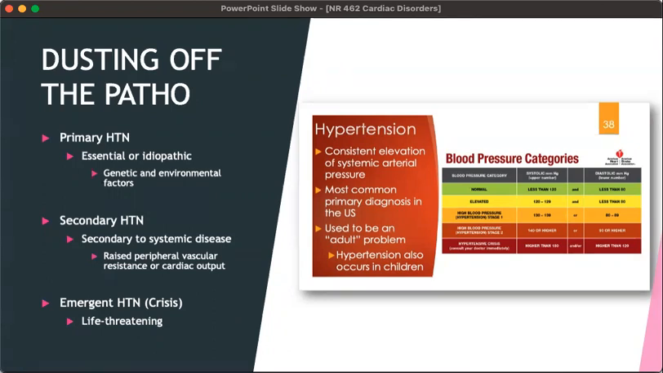So really it's more a problem of raised peripheral vascular resistance. So this can be things like atherosclerosis. That's the best time I've ever said it. Or like cardiac output alterations.